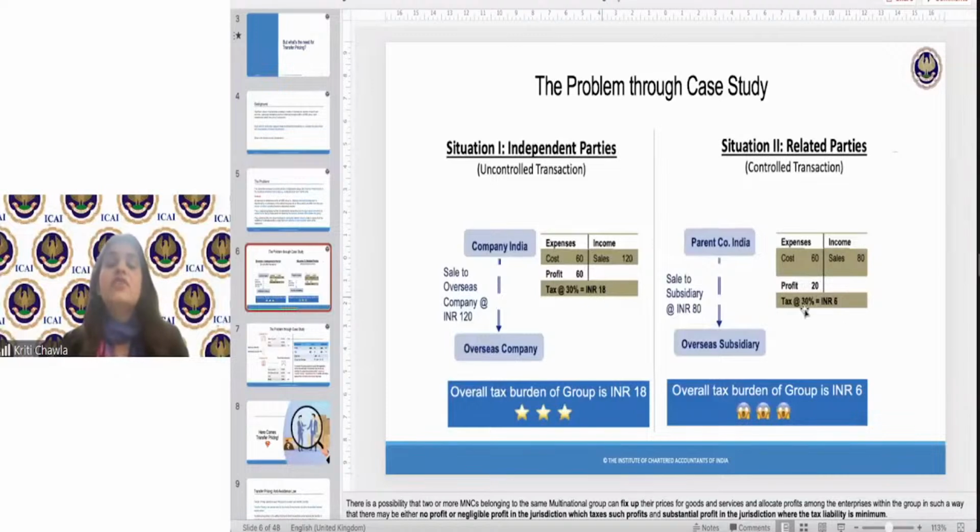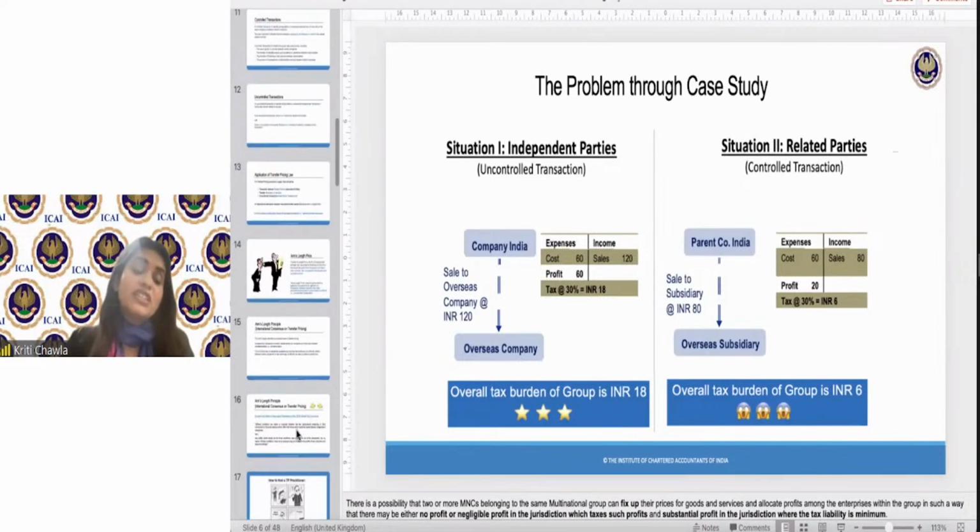So what they'll do is, again, they will add back 40 rupees. 40 means 60 minus 20. They say that even in related parties, the profit should have been 60. So 20 plus 40, we'll add back 40 as an adjustment, and then we will tax this particular transaction at 60 rupees, like it happened between independent parties.